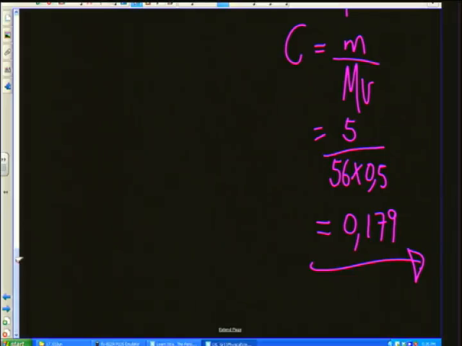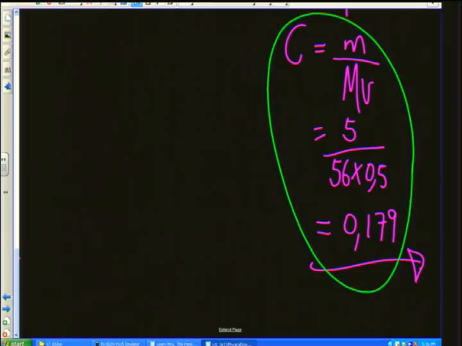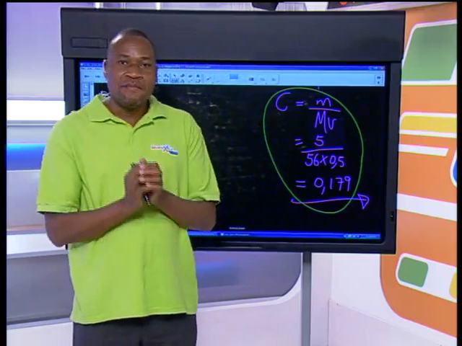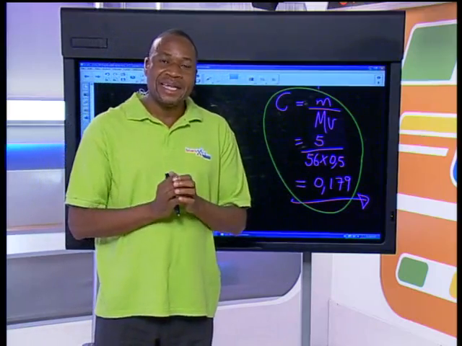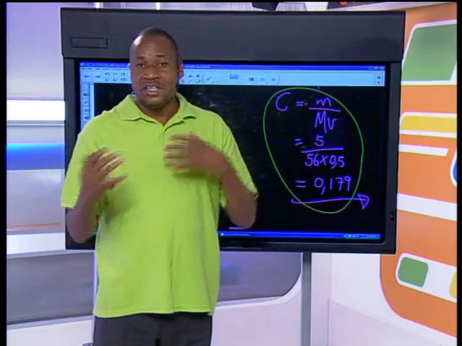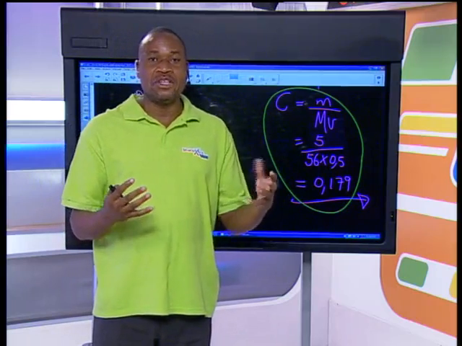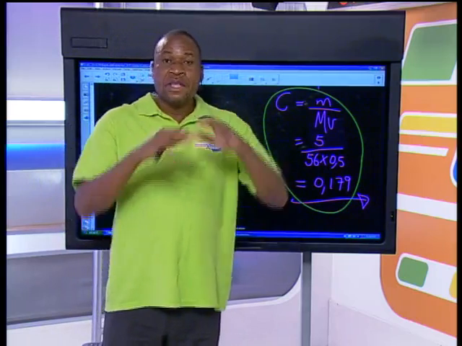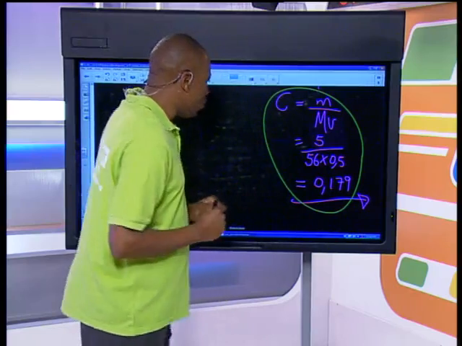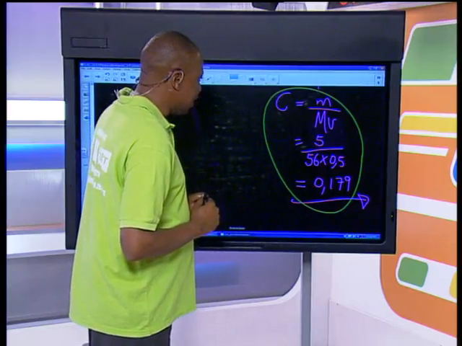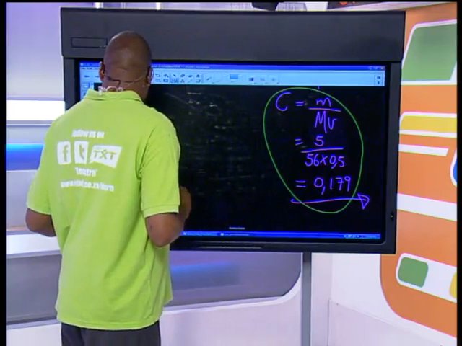So in other words, once you get used to these things, you can quickly apply that method. Once you have your molar mass, the mass given to you, and you are to get the concentration, or the volume is given in the question, you can use that formula to work it out quickly. I hope that is helping you a lot.